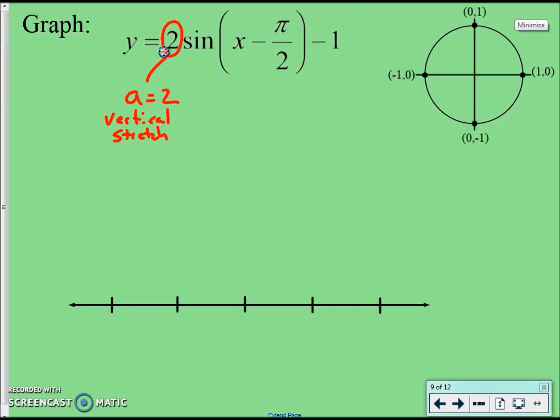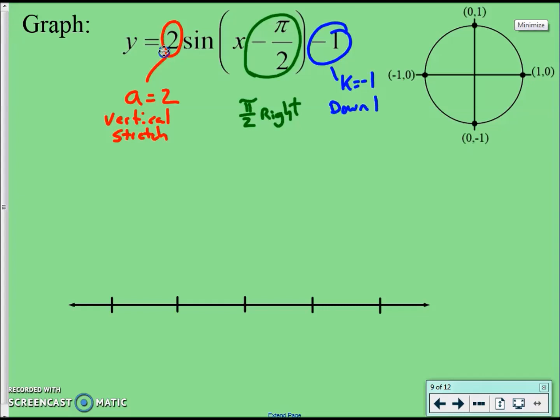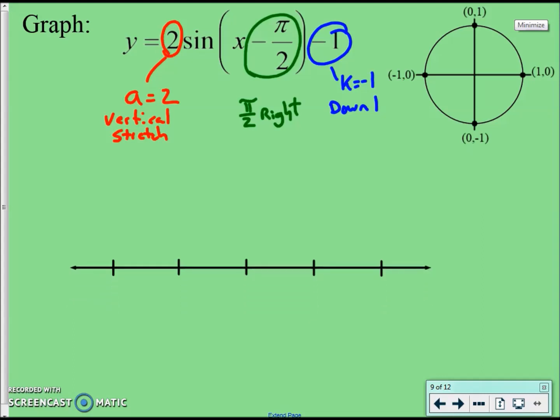I see that I have an h value here of negative pi halves. So we're going to shift it pi halves to the right. And then I have a vertical shift, a k value equal to negative 1. And that means I'm going to go down 1. I'm going to adjust where that is location-wise. It is a sine function. Because it's a sine function, I'm going to start on the midline.